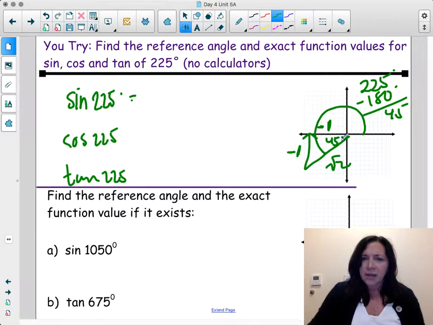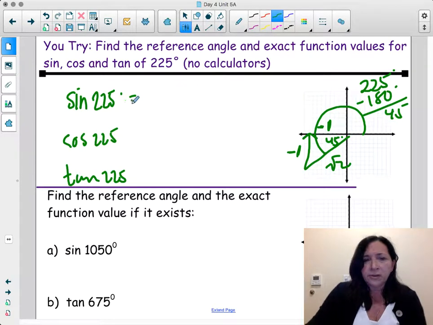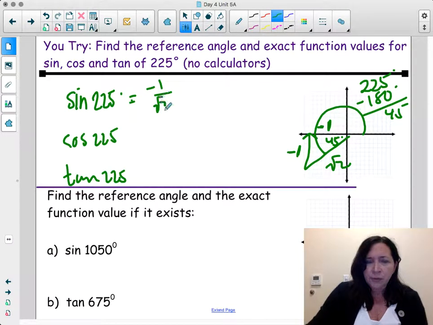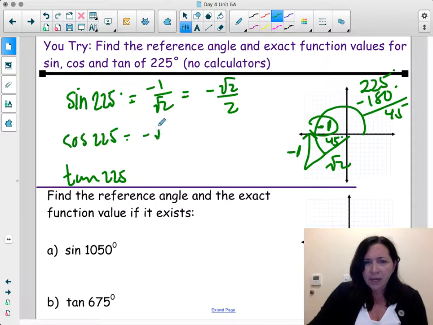So sine is going to be, put yourself here at the angle, opposite over hypotenuse. So that's negative 1 over root 2, which is negative root 2 over 2. Cosine is adjacent over hypotenuse, so that's the same thing, negative root 2 over 2. And tangent is opposite over adjacent, which is negative 1 over negative 1, which is 1.